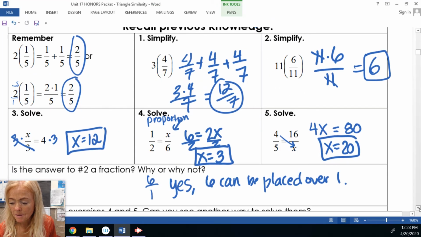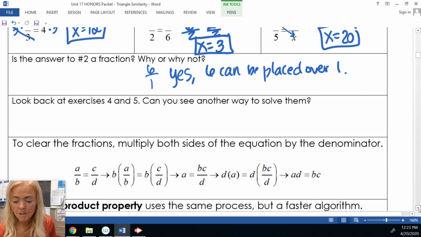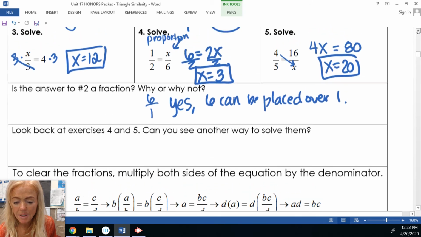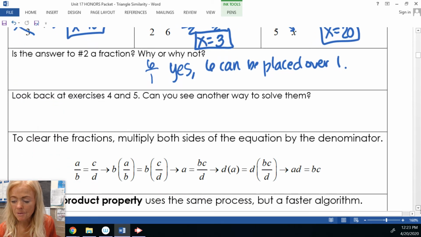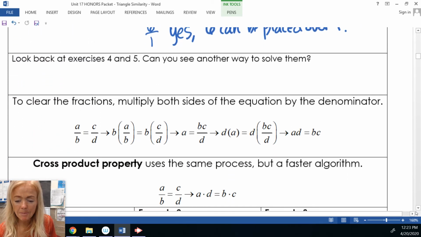All right, next up, looking back at exercises 4 and 5, can we think of another way to solve them? On 4 and 5, I'm not going to actually go through that because I'm running short on time, but if you can, go ahead and figure out another way that you can maybe solve those.